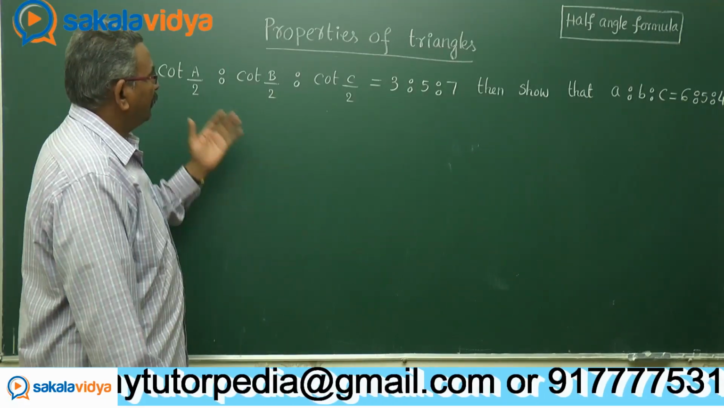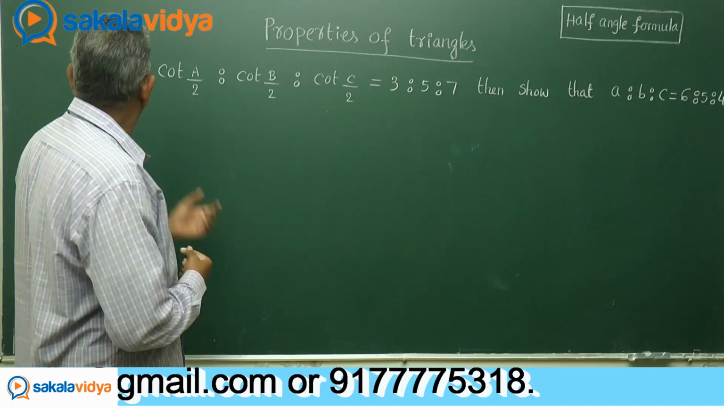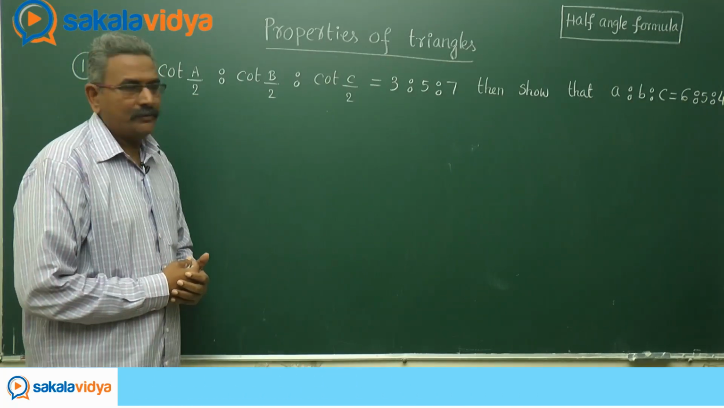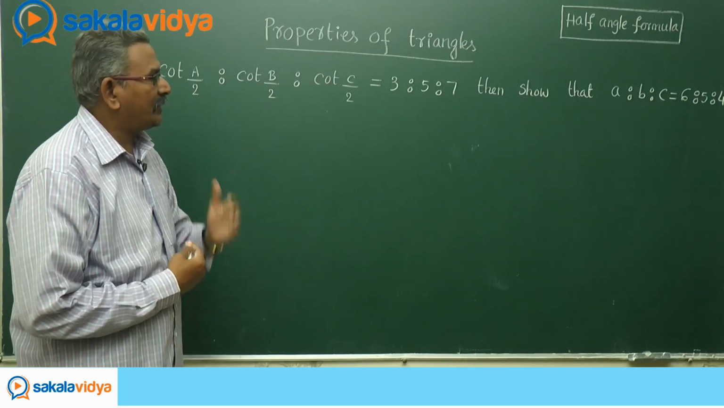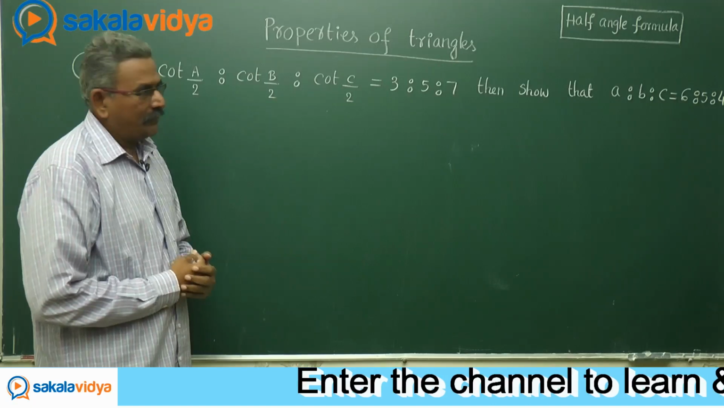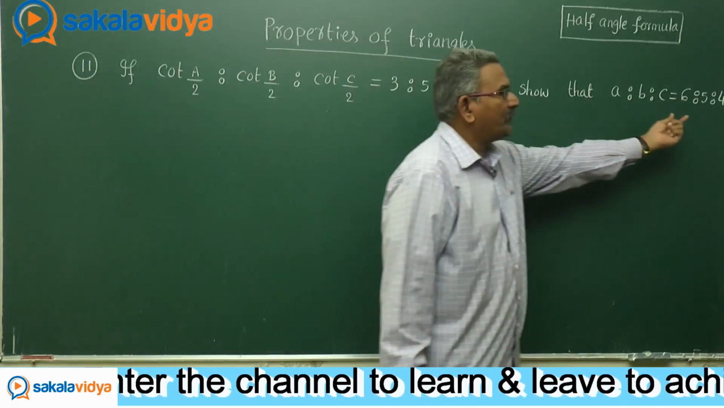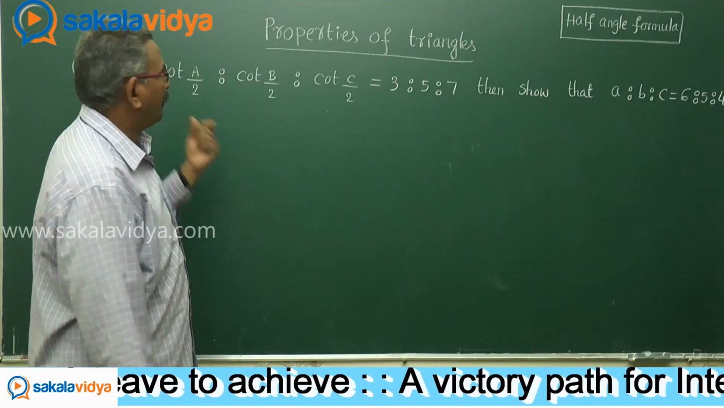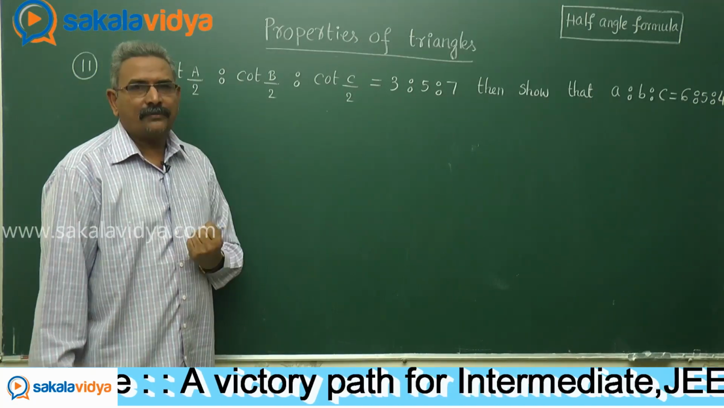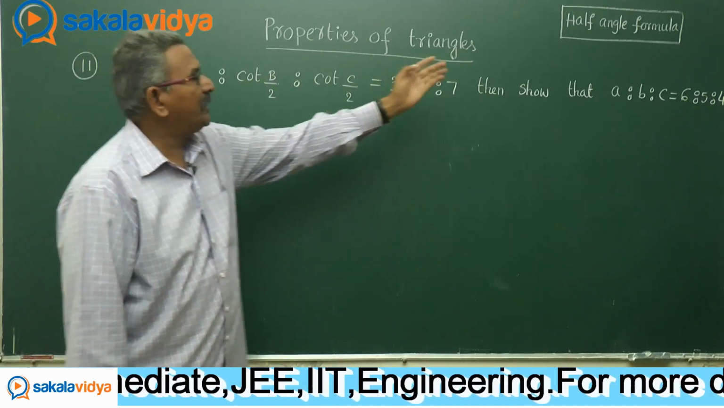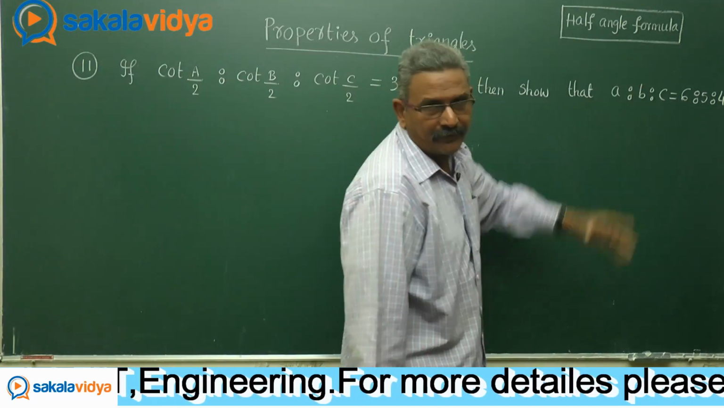So let us solve one more problem. If cot A/2 : cot B/2 : cot C/2 equals 3 : 5 : 7, then show that a : b : c is equal to 6 : 5 : 4. Now regarding this problem, we need to recall the formulae for cot A/2, cot B/2, cot C/2 using half angle formulae.